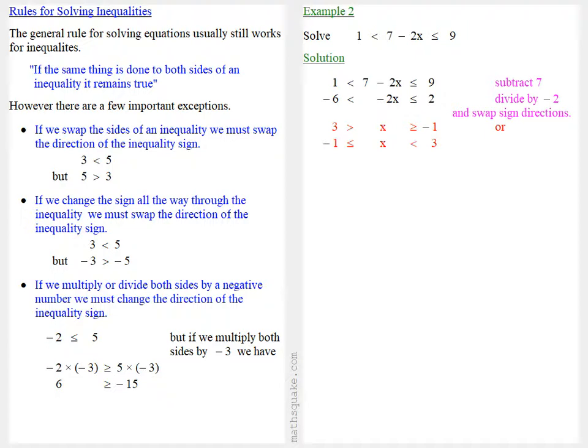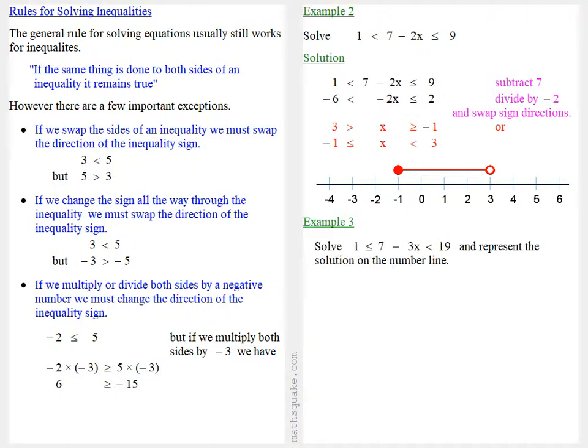Now we can represent that on the number line by drawing a filled circle above -1 and an empty circle above 3. Now we want the numbers between those two, and so we join with a straight line.